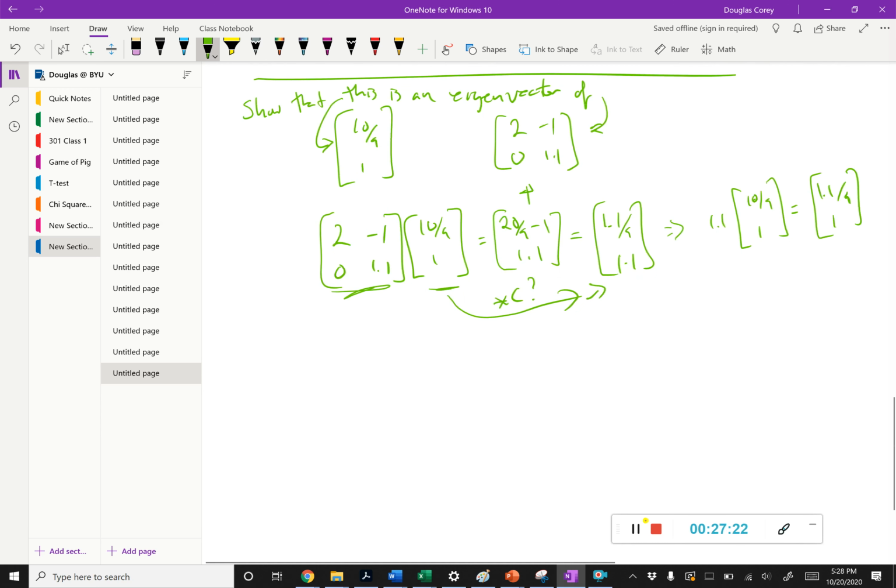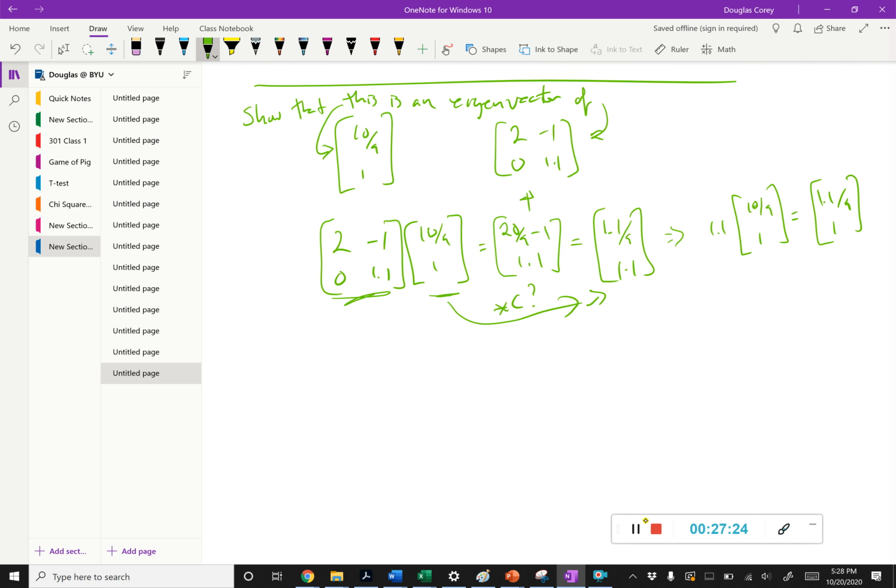And it actually doesn't have to be that vector. It could be any scalar multiple of that vector. An easy scalar multiple of this vector is to multiply it by 9, to get rid of that fraction. So we have (10, 9). Okay? So 2, -1, 0, 1.1.